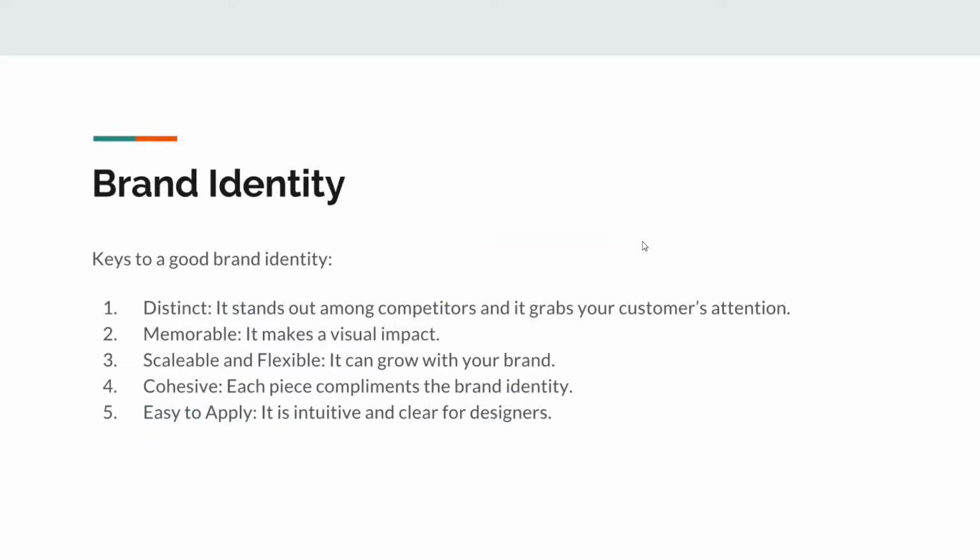So then we need to refine our brand identity just a little bit. There are some keys to a good brand identity. One, it has to be distinct. So it has to stand out among your competitors and it has to grab your customers' attention, right? If people are looking for your product and they're thinking about your product, but they can't tell between you and a competitor, it's going to be kind of hard for you to stand out in the market.